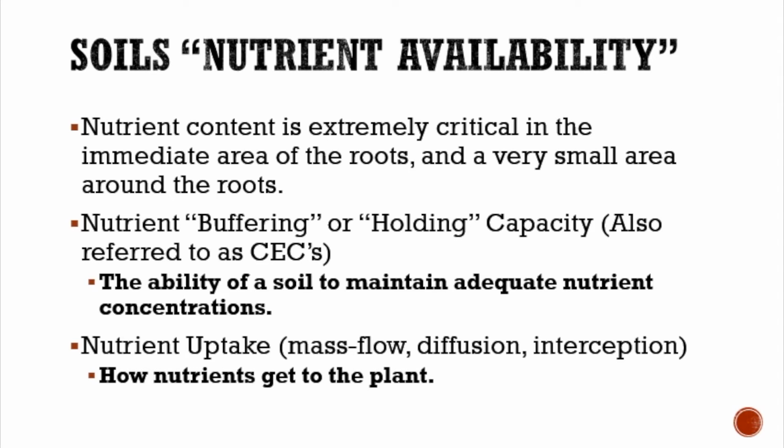When we look at that nutrient availability, that nutrient content is critical around the immediate area of those roots. So when we apply any type of nutrition, we want to make sure that it stays within the area where those roots are present. We also look at that nutrient buffering or the holding capacity, referred to in some of the soil recommendations as the CEC or the cation exchange capacity, and that's the ability of a soil to hold and maintain adequate nutrient concentrations around that area that the root is going to be present in. And then we also have to know which nutrients are accessed to that plant by different uptake methods, such as mass flow, diffusion, or interception. Those are just different ways that the nutrient gets to the plant for the plant to be able to take it up and to use it.